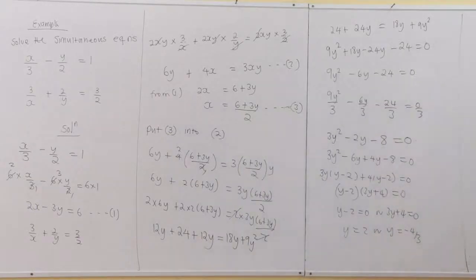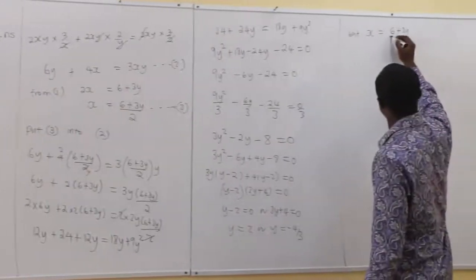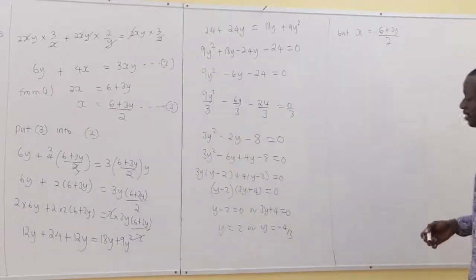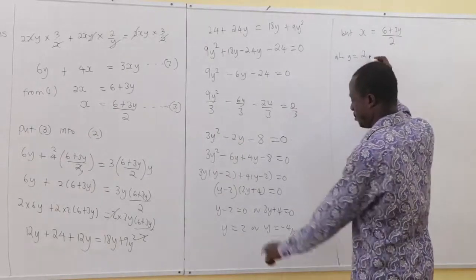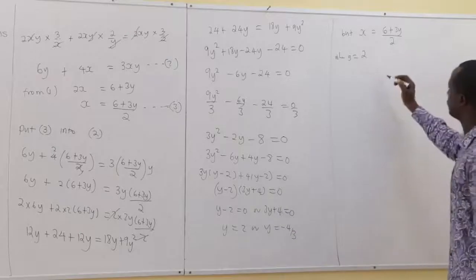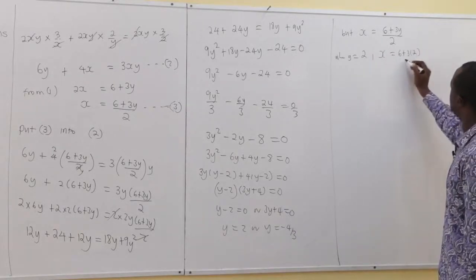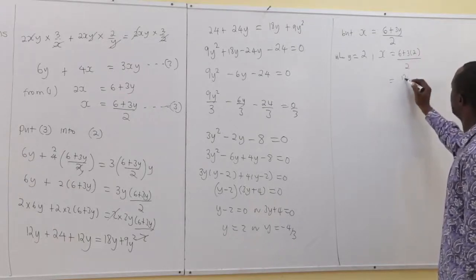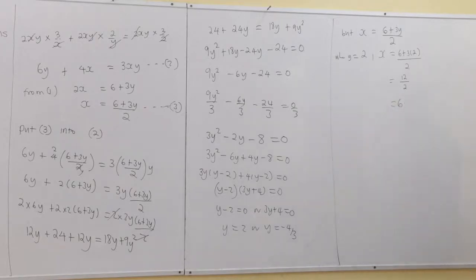We want to find x. Now, what is x? We know that x is equal to 6 plus 3y all over 2. That's the x that we had over here. So when y is 2, what is our x? X is equal to 6 plus 3 times 2, all over 2. This will give us 6 plus 6, which is 12, so we have 12 all over 2. And this is just equal to 6.